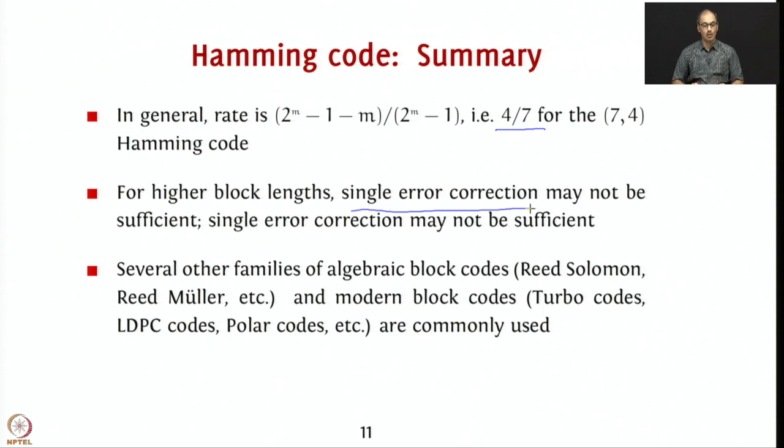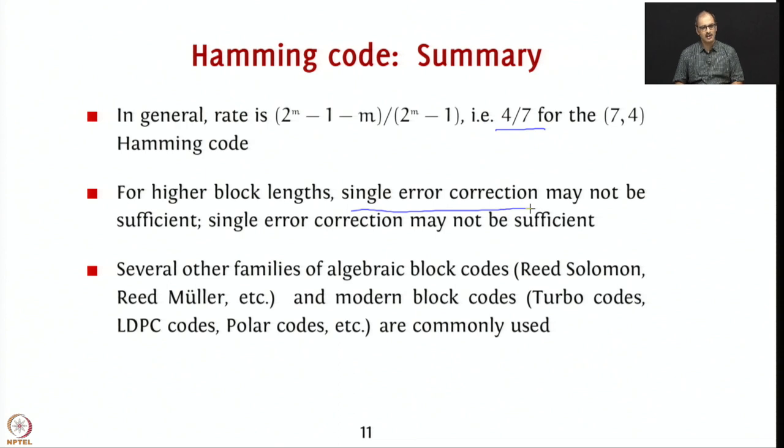Several modern coding techniques exist. Before we go to those, algebraic block codes like Reed-Solomon and Reed-Muller are very common. In fact, Reed-Solomon codes are used in a variety of applications. They are used for error correction in disks, like optical disks, compact disks and DVDs. Reed-Muller codes are also very commonly used block error control codes.